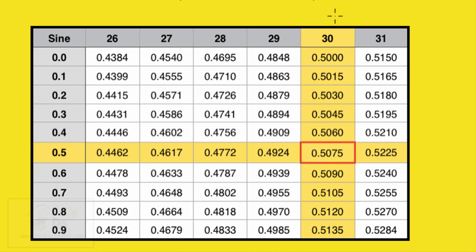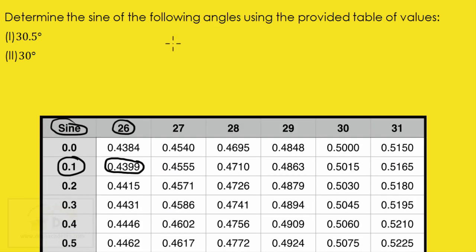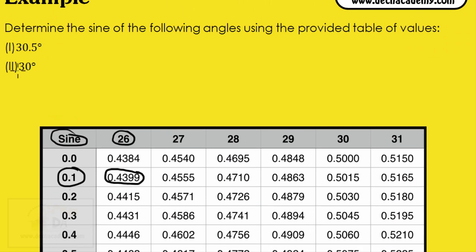I'll just take that again. You locate the column for the whole number part, and you locate the row for the decimal part. Where they intersect, as you can see, this number, which is surrounded with this red border, is the sine you're looking for. So the sine of 30.5 is 0.5075. It's that easy. So we're going to move on to the next problem, which was to determine the sine of 30 degrees.